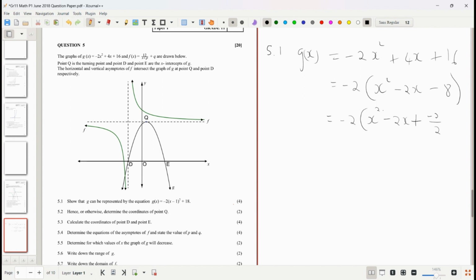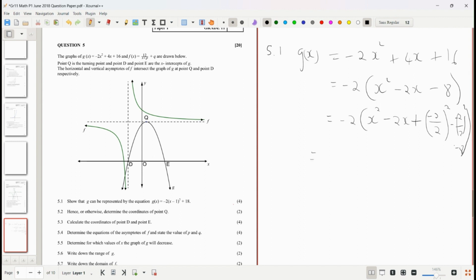So negative 2 divided by 2. We square it. And then we minus negative 2 divided by 2, we square it as well. And then we have plus, we have negative 8. Must not forget the negative 8.